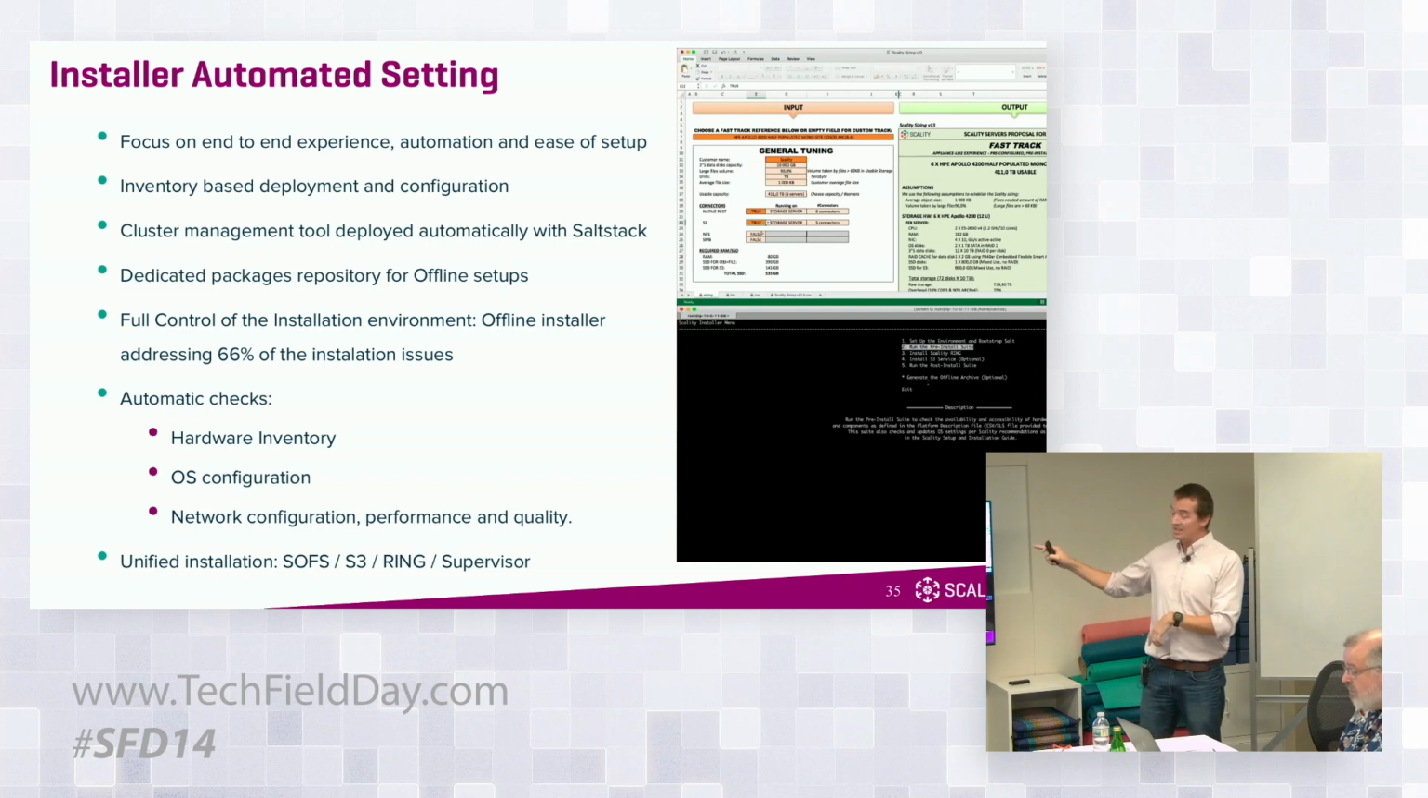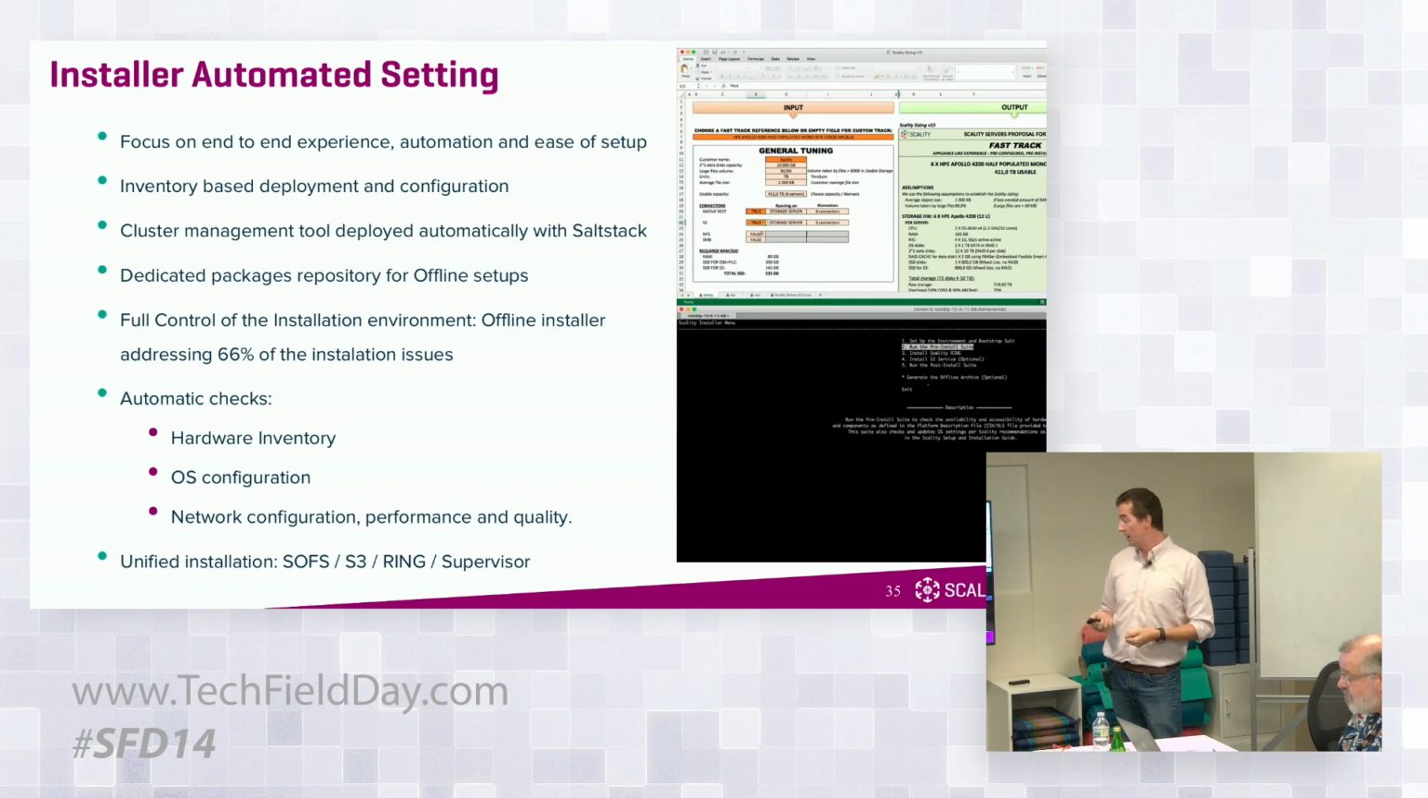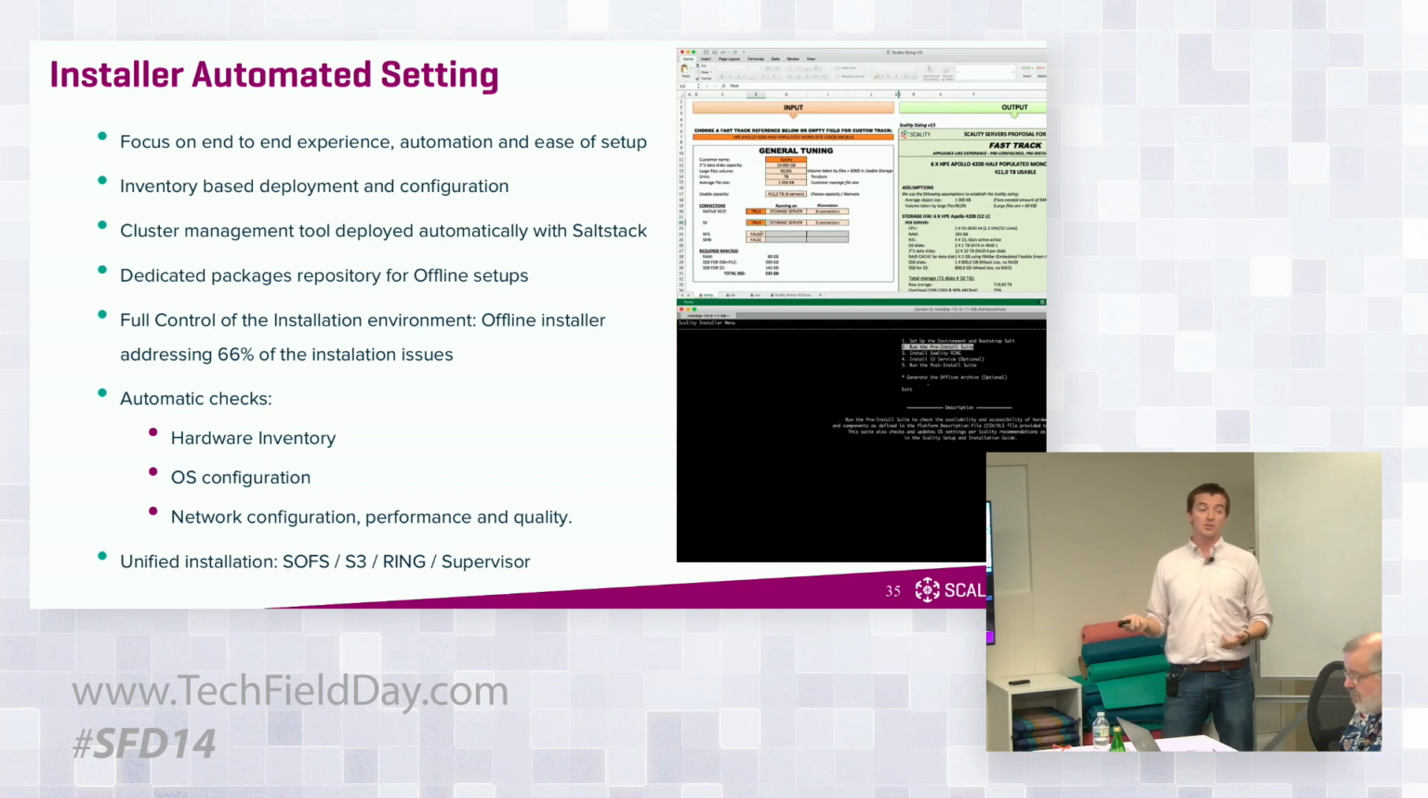But we've extended that tool now to take a lot more information as input: the IP of the machine, the network configuration, how much RAM, how much CPU, etc. So you can give as much information as possible to the installer. We use the output of that, which is a CSV or Excel sheet file, as an input to the installer.